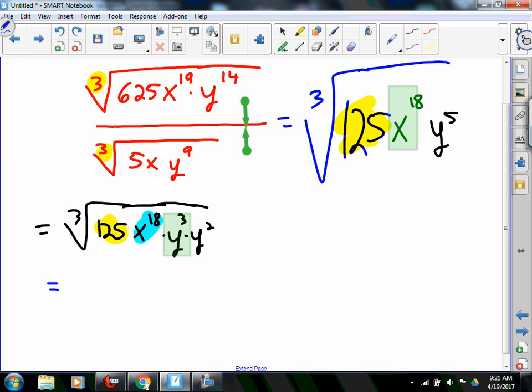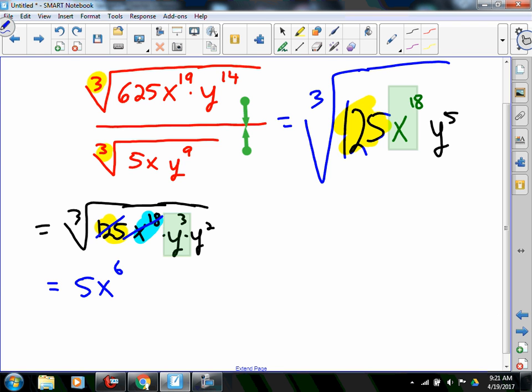So, what's the third root of 125 going to be then? 5. The third root of x to the 18th? X to the 18 divided by 3, or x to the 6. And because of the y, so this is done. Because of the third root of y cubed, what else pops out?